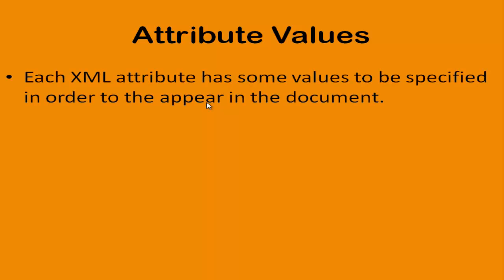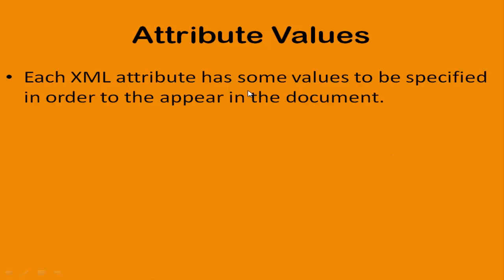An attribute value is nothing but, so before we have seen many attributes, XML attributes. So here each XML attribute has some values to be specified in order to appear in the document. So with the help of these attribute values, we can tell the order of appearance inside the document of each attribute. We can specify them individually.